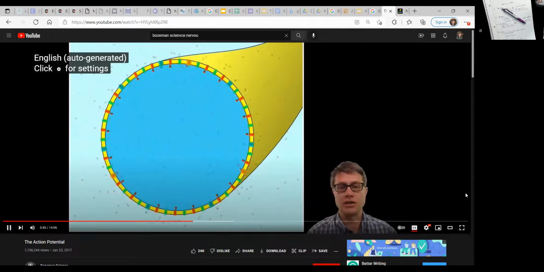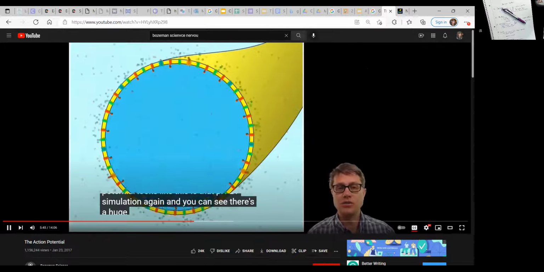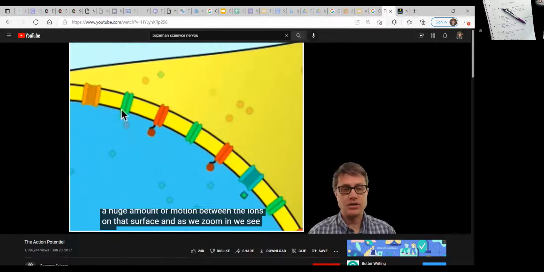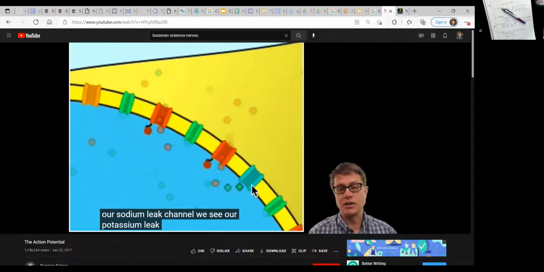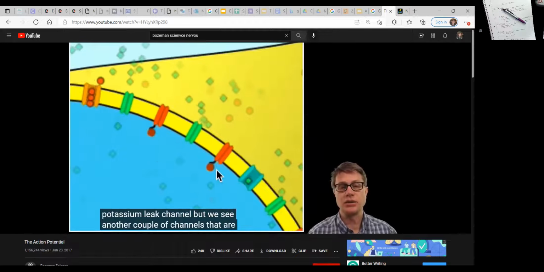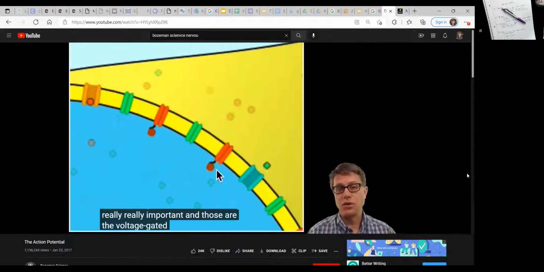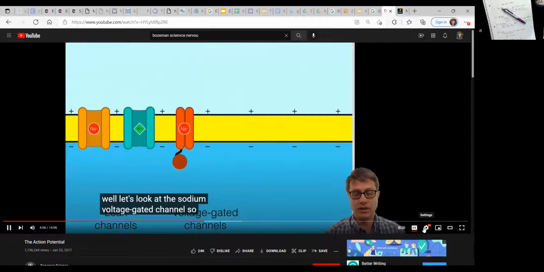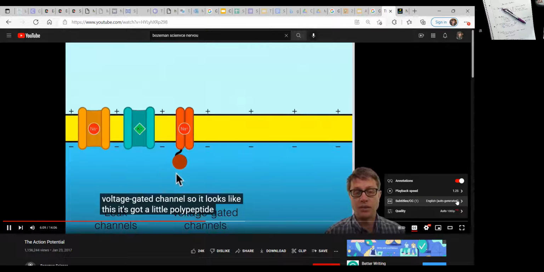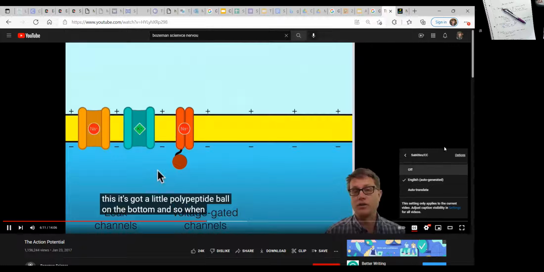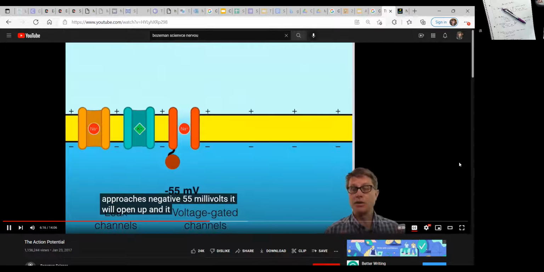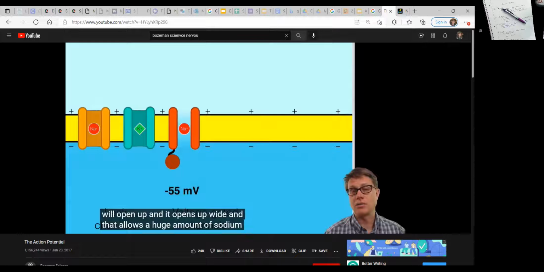This is that PHET simulation again. And you can see there's a huge amount of motion between the ions on that surface. And as we zoom in, we see our sodium leak channel, we see our potassium leak channel, but we see another couple of channels that are really, really important. And those are the voltage gated channels. How do they work? Well, let's look at the sodium voltage gated channel. So it looks like this. It's got a little polypeptide ball on the bottom. And so when the voltage approaches -55 millivolts, it will open up. And it opens up wide, and that allows a huge amount of sodium to come into the cell.